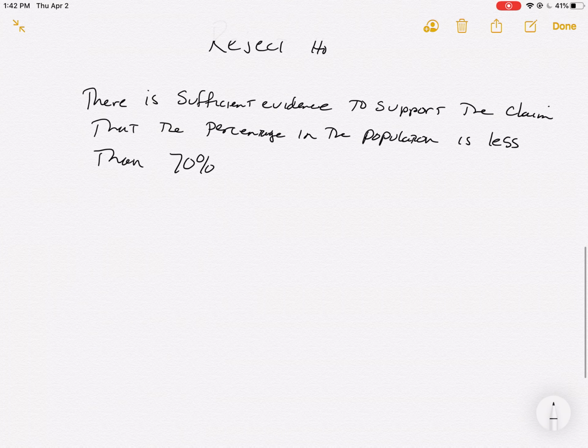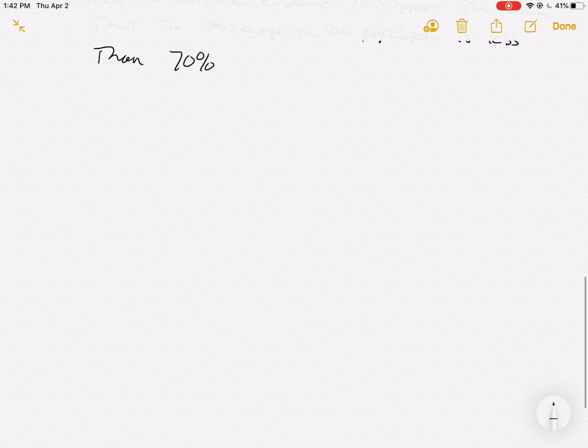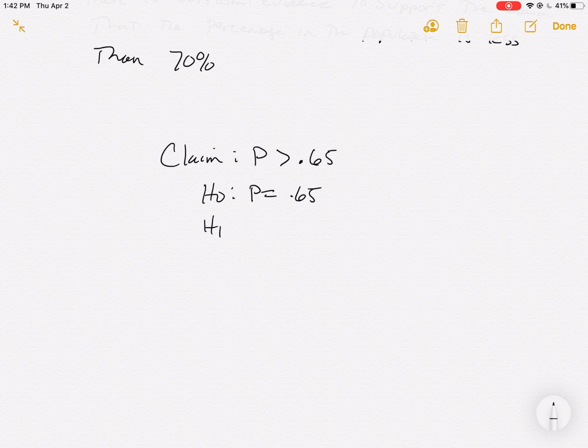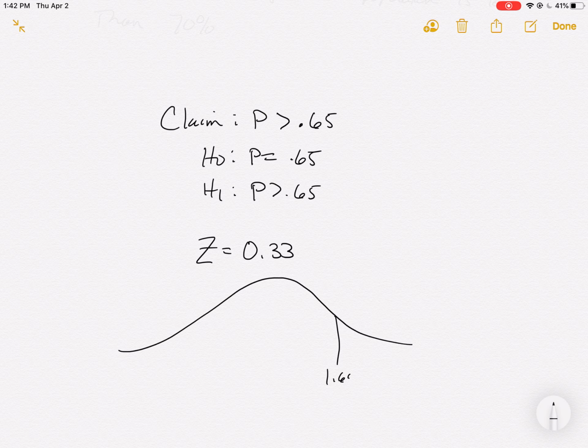There's going to be times, though, that you're not going to be able to reject the null hypothesis. If you remember one of our earlier examples, we made the claim that the percentage of students that like the transition to online is greater than 65%. Our null hypothesis was equal to 65. Our alternate was the same as the claim because the claim had an alternate type of symbol. And so we did our test statistic and found out that it was 0.33.